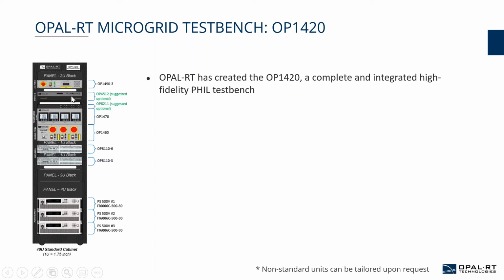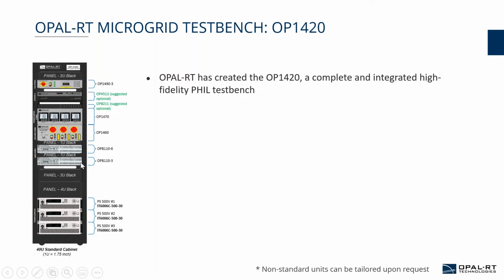As I explained in the earlier slide, a power hardware in the loop simulation is possible if you have a real-time simulator, which is shown here as an OP4512, which is where your simulation model runs, and you have a power amplifier, which essentially translates simulation model behavior to real voltages, which can be connected to an external equipment.